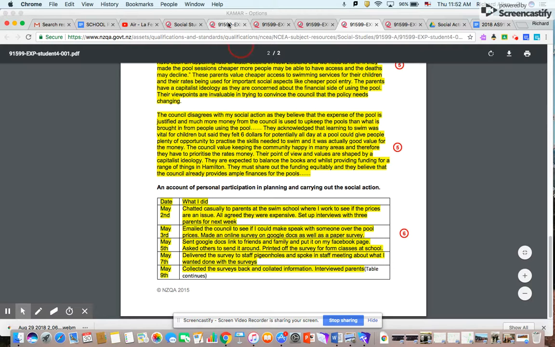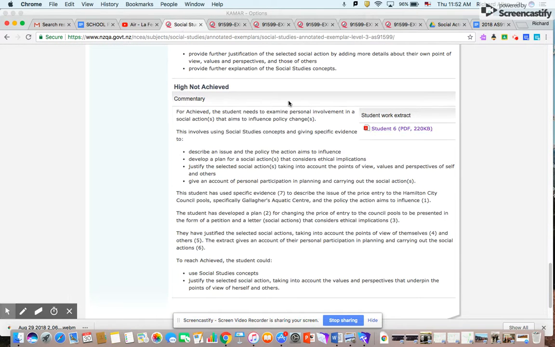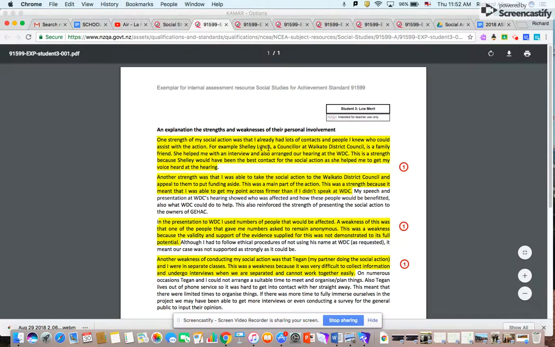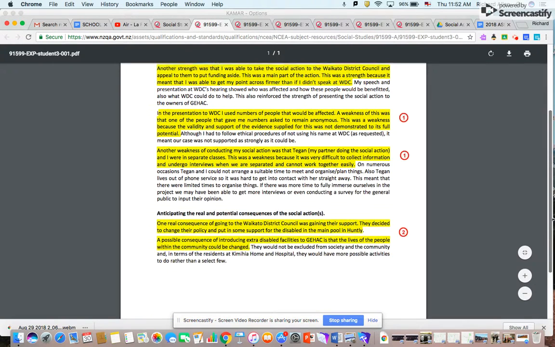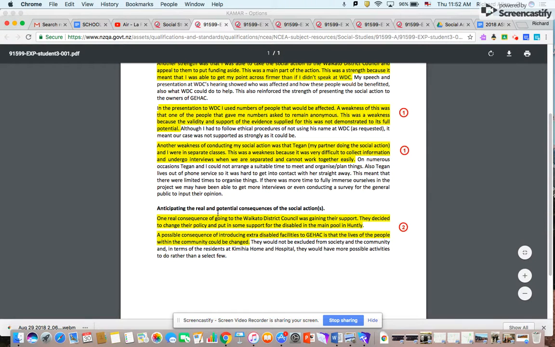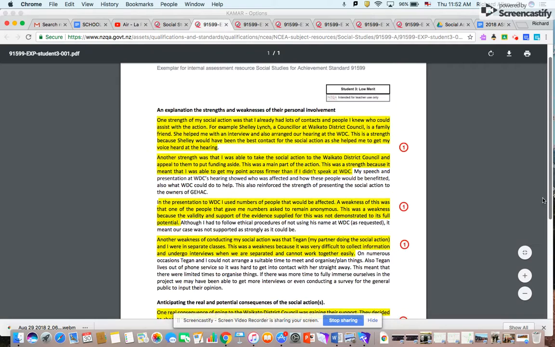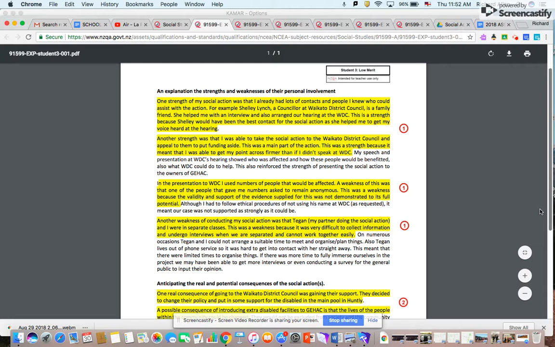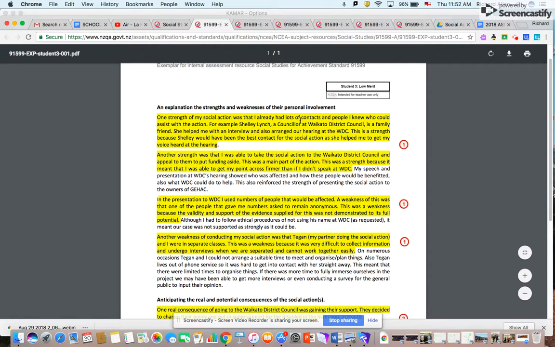I'll click you on an excellent, I'll click you on a merit exemplar and show you that this has nothing to do with what we have done and talked about. Here's a merit exemplar, the strengths and weaknesses of your personal involvement. This here, anticipating the real and potential consequences of the social action, this here is a low merit. You don't have to do that yet. We will do that in class. You will look at the strengths and weaknesses of their personal involvement. So what was it like, what you did? You could think about it.